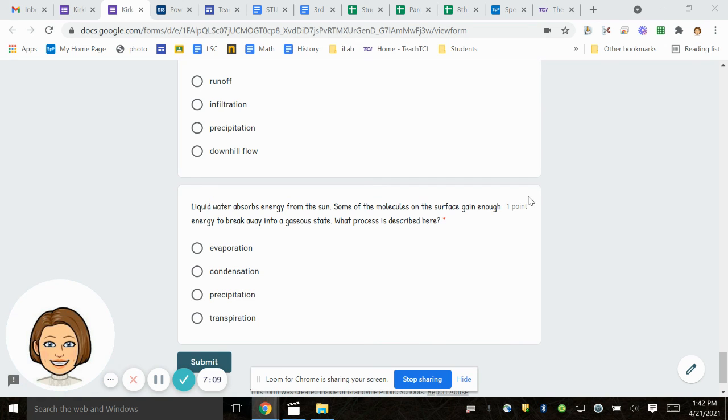And number 20. Liquid water absorbs energy from the sun. Some of the molecules on the surface gain enough energy to break away into a gaseous state. What process is described here? Evaporation, condensation, precipitation, transpiration.